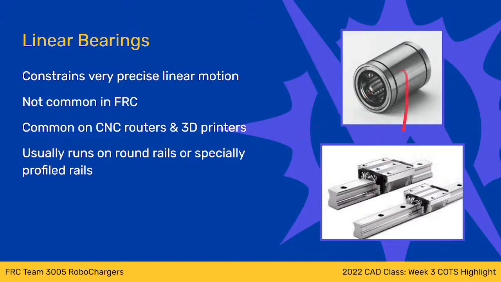Basically, these ones down here have these weird train track looking, T-shaped rails, and they just have little balls in them that go around and around this little track, and it provides very smooth linear motion along whatever rail they run on.